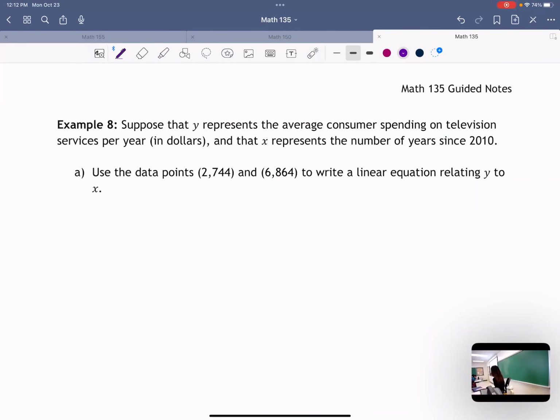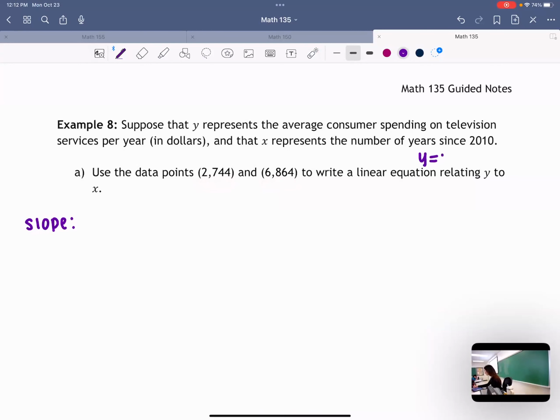So in example 8, we know that Y represents the average spending on television services per year. And X here represents the number of years since 2010. Okay. What I want to do is use these 2 data points. These actually happen in real life, or maybe they're 2 points on the line of best fit. And I want to figure out what the equation is relating Y to X. So since this is a linear equation, I guess we need to find the slope, right? And can someone remind me of that slope equation?